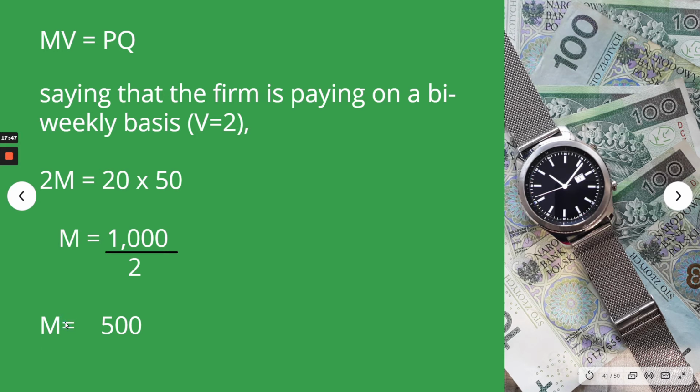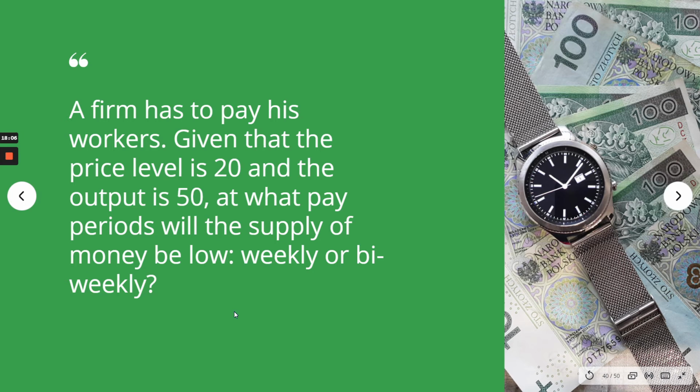Let's try the weekly. When we say weekly, 4 times. So your velocity is 4. So if we replace the 2 with 4, that's 4M equals 20 times 50. M equals 1,000 over 4. M is 250. So which one is it of the two? Let's go back to the question. What pay period will the supply of money be low? What is the answer?